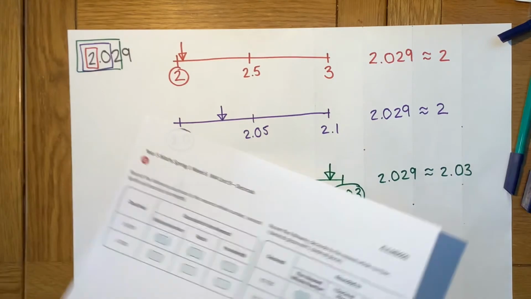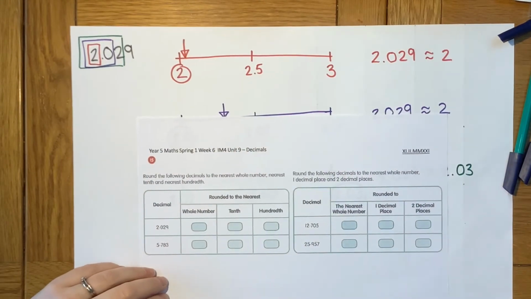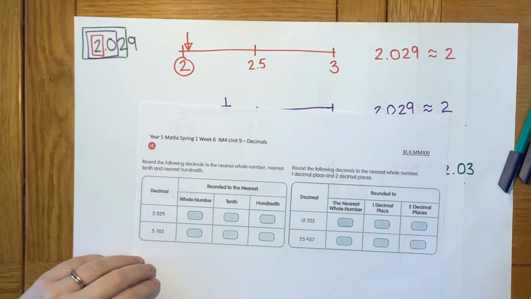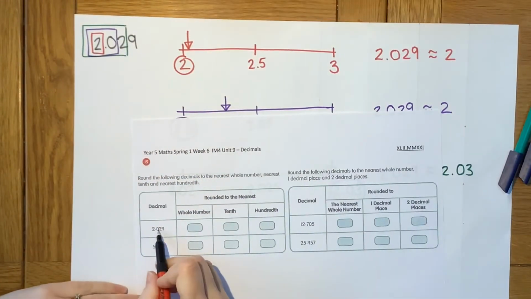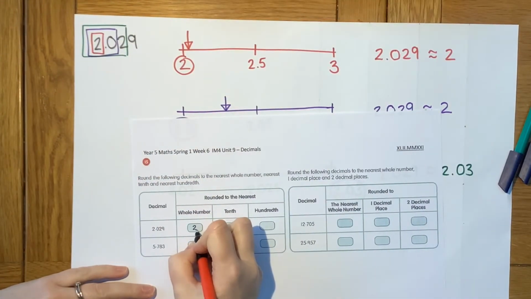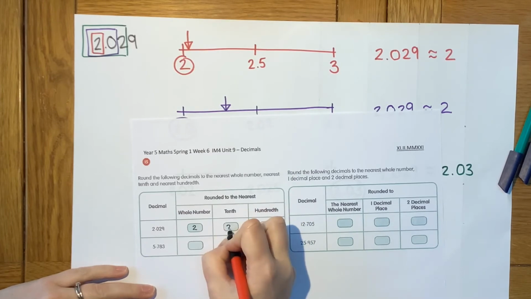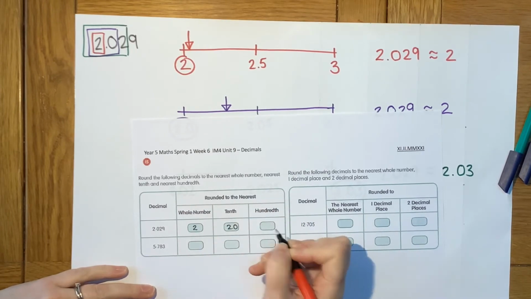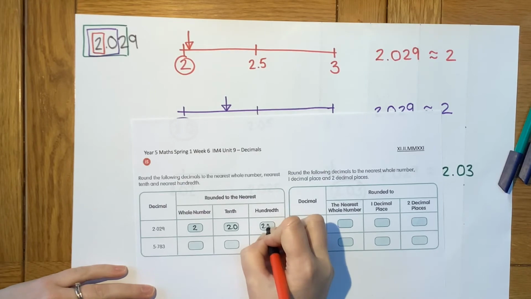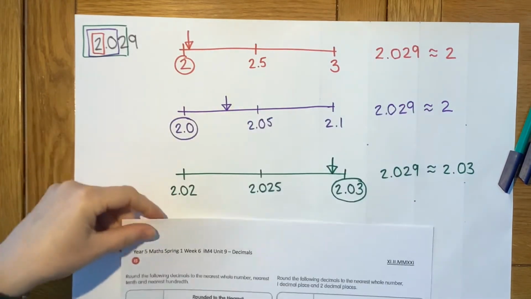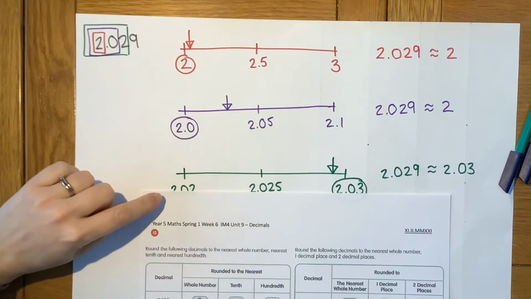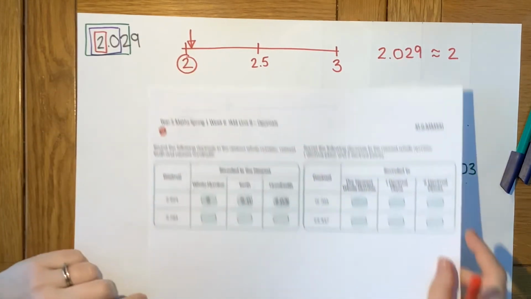Okay, so let's just transfer that data over to here. Just trying to find a normal pen. Right, so 2.029 to the nearest whole number is 2. To the nearest tenth is still 2. You could put 2.0 if you want to. And to the nearest hundredth is 2.03. Okay, so can you see what I did? I didn't try to do it all on one number line. I did a number line for each section.